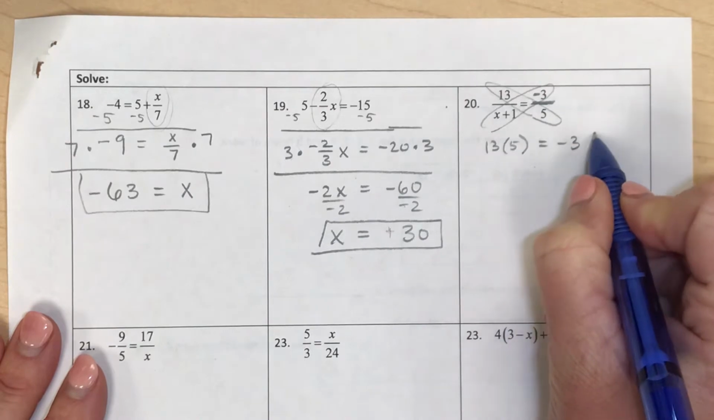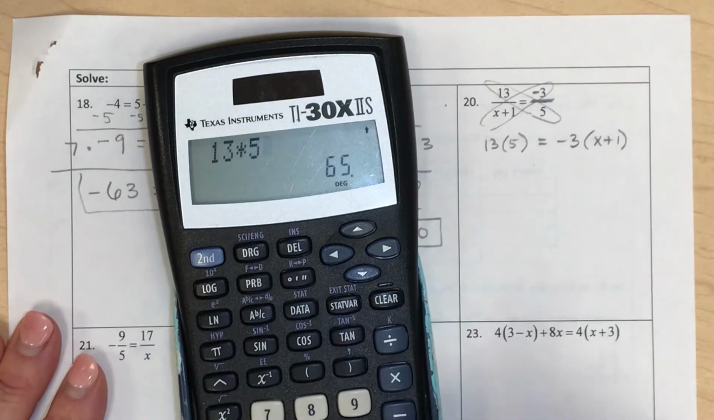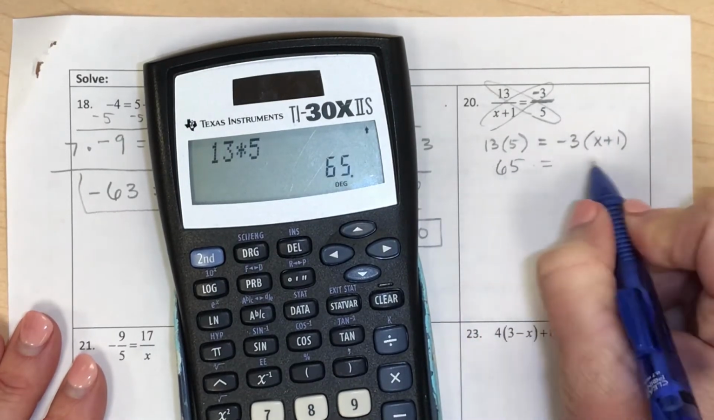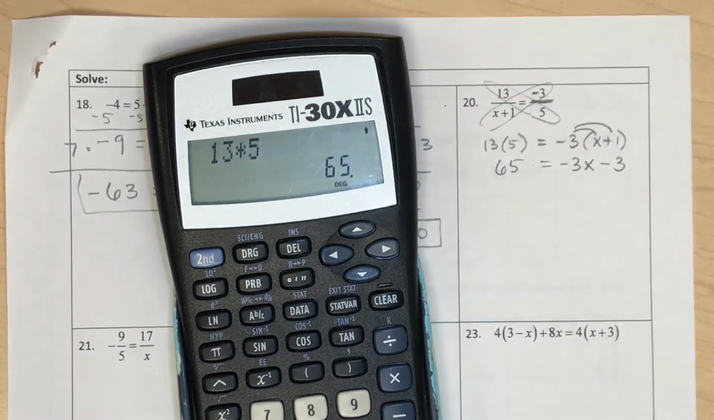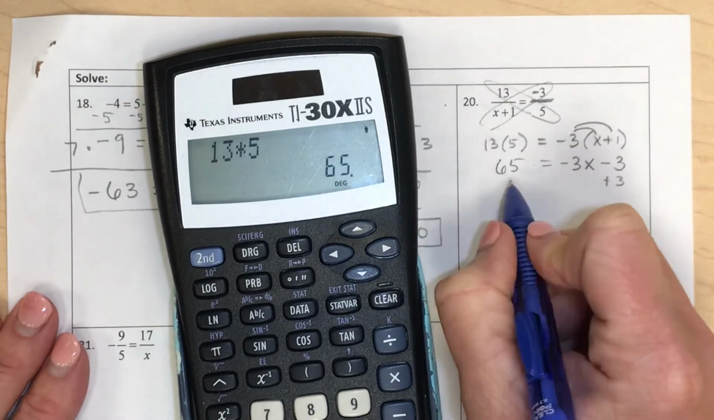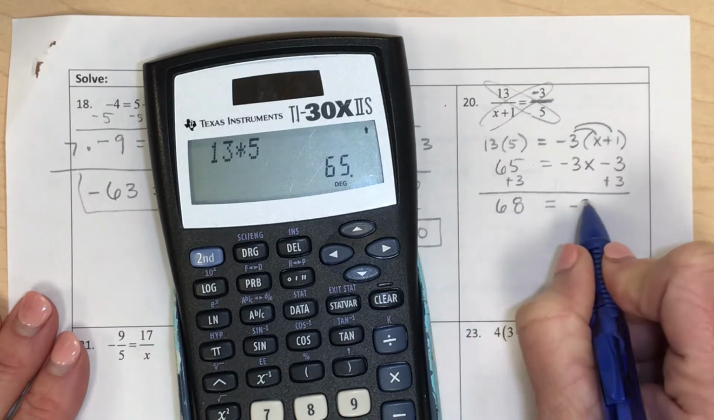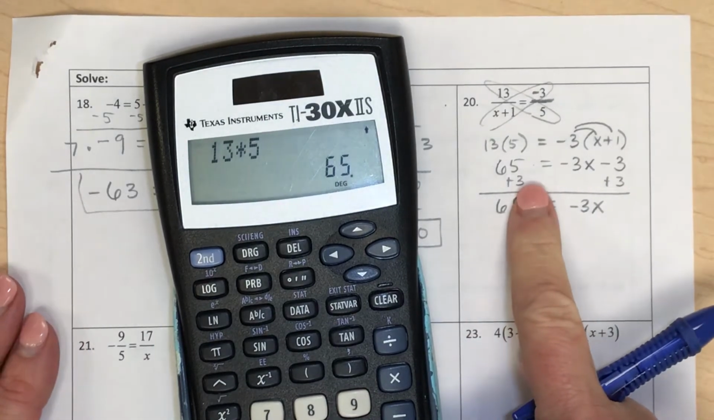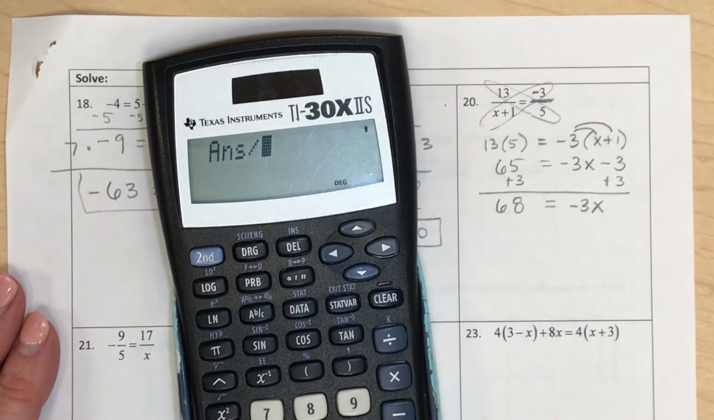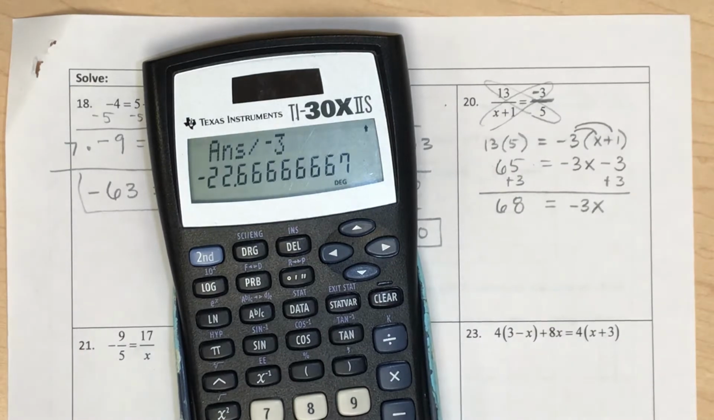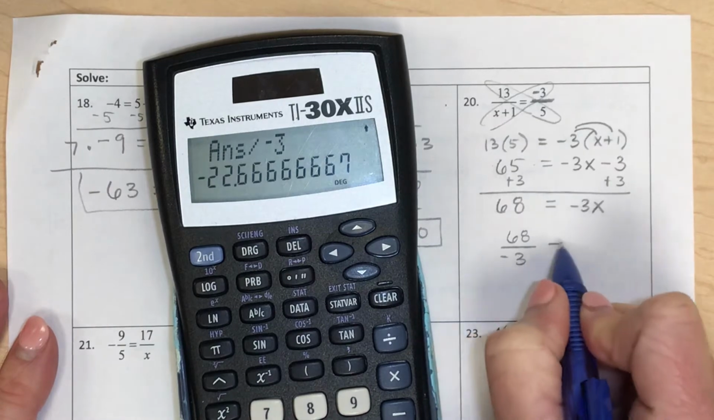That will equal negative 3 times x plus 1. Okay, so 13 times 5 is 65, and that will equal negative 3x minus 3 if we distribute our 3. Now what I'm going to do is add 3 to the other side. And 65 plus 3 is going to get me 68. And I don't think this is divisible by 3, because 6 and 8 is going to make 14. Is 14 divisible by 3? No. So 68 divided by negative 3.